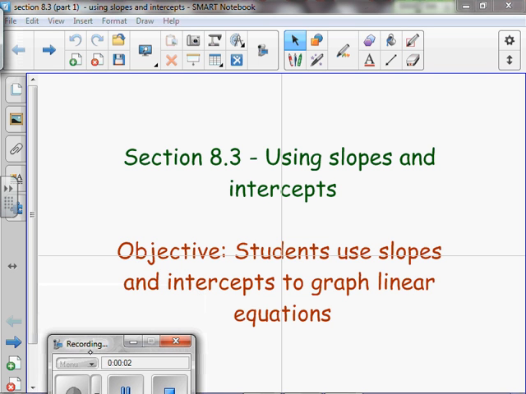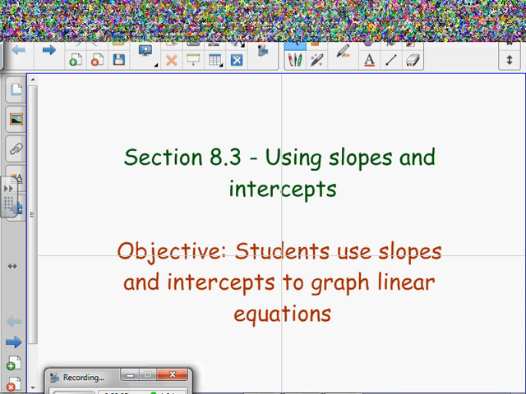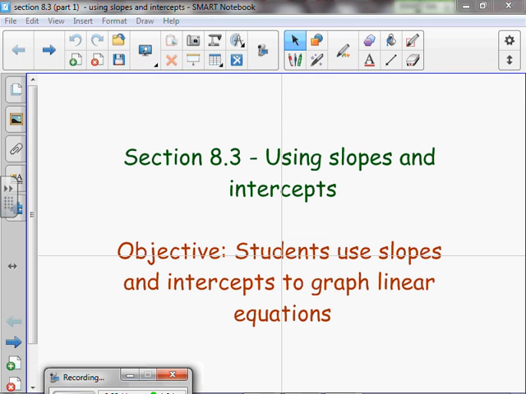Okay, hi everybody. We are going to do the first half of section 8.3, which is using slopes and intercepts. We're going to make this a real quick and concise kind of lesson. So let's jump right into it.